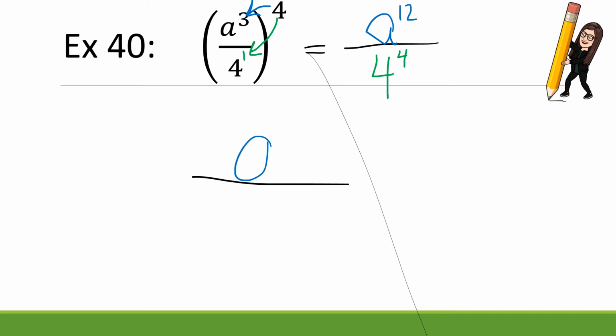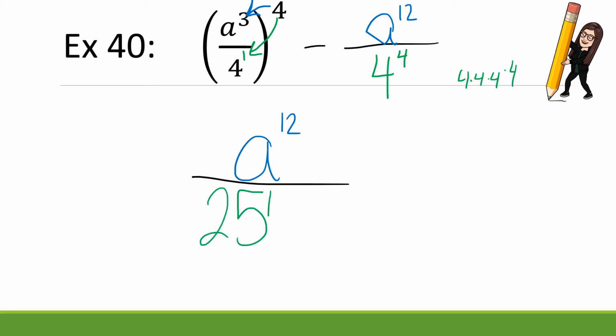Now, the a to the 12th is going to stay. I can't do anything about that. But that denominator means 4 times 4 times 4 times 4. That's going to be quite a large number, so make sure to use your calculator, but we're going to arrive at 256.